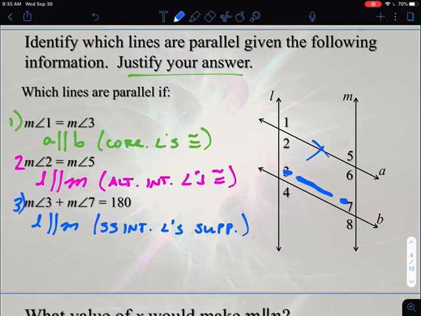So which lines are parallel? That's the easy part. Which two lines do the angles touch? And then how do you know? Which type of angle pair did they give you? Did they give you corresponding congruent, alternate interior congruent, or same side interior supplementary? You just have to figure out which angle pair you have and work from there.